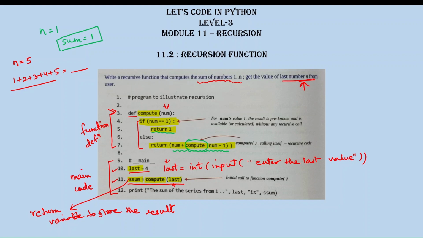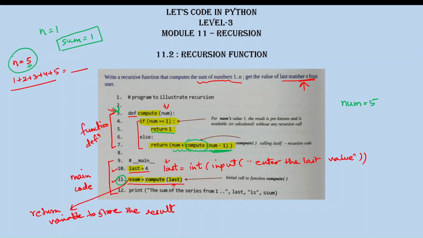The difference is going to lie in the argument that you're going to send back. So we are returning num plus compute num minus 1. Let's understand this better using this example, where the value of n was equal to 5. When we come to line number 11 and we say compute last, compute and 5 is passed to this, and we come to line number 3 where we get the value of 5 in num. So num is equal to 5.